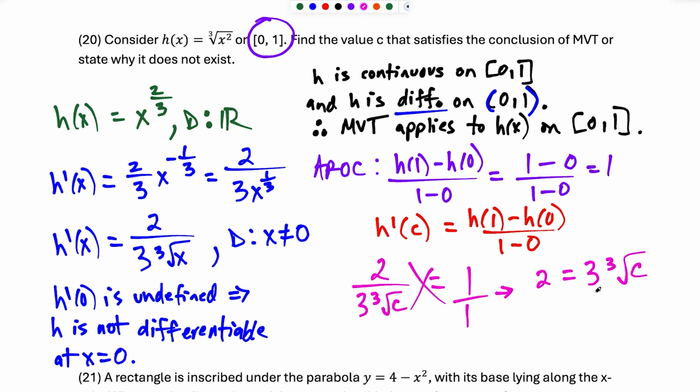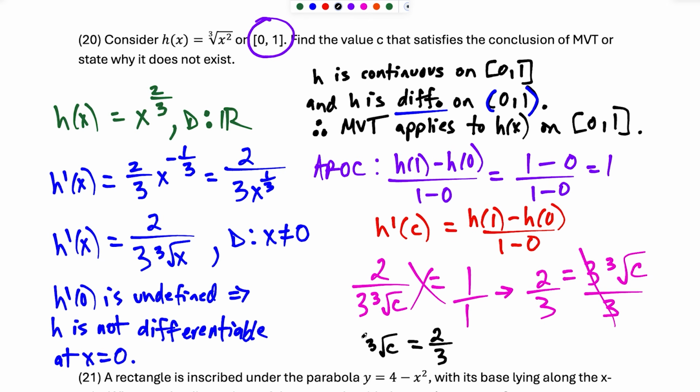And then from this step, we just divide both sides by 3. And now these terms cancel out. And now we have the cube root of c. I'll just change colors here. So we'll have the cube root of c is equal to 2/3.